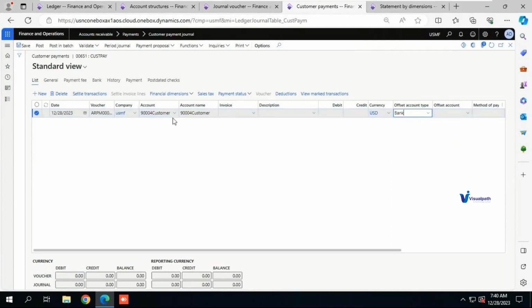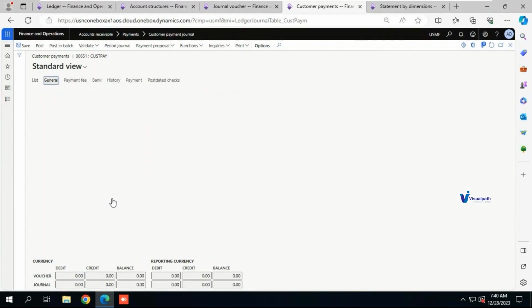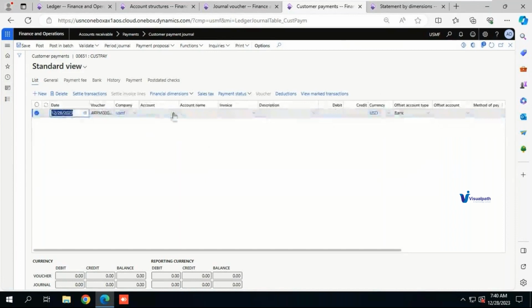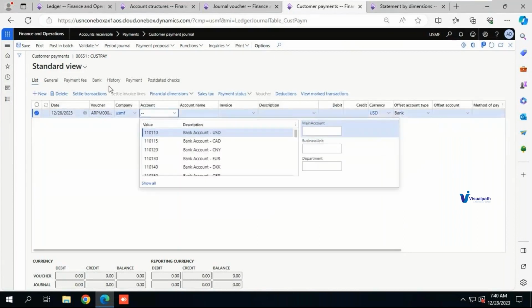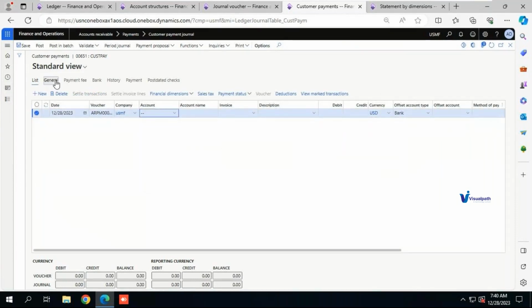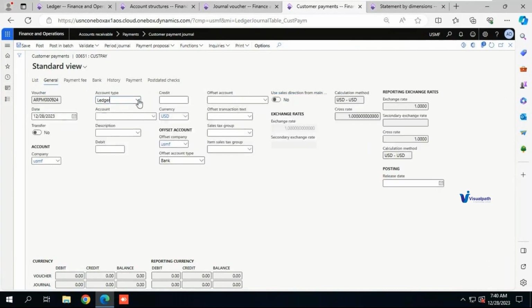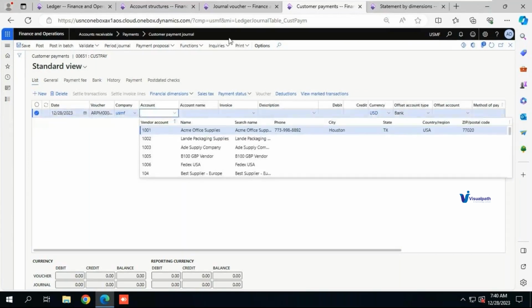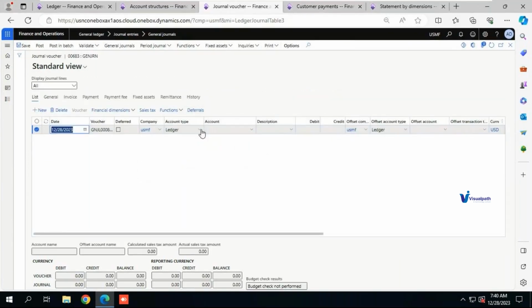Actually, inside here also there is a default customer account. If you want to select ledger, you can select ledger, then this will become ledger. If you select vendor here, then it will give you the option to select the vendor account, even here. So based on the requirement, you are going to post a transaction.